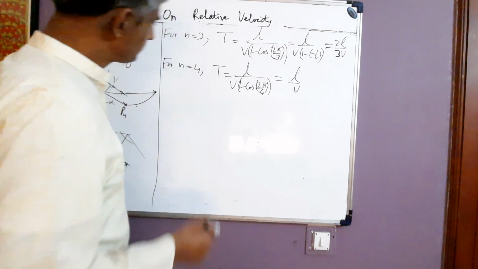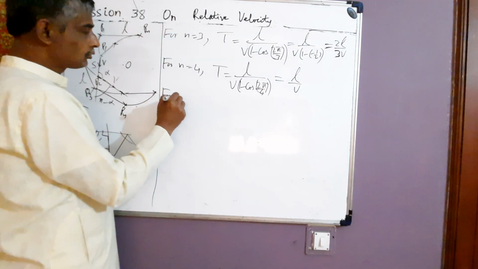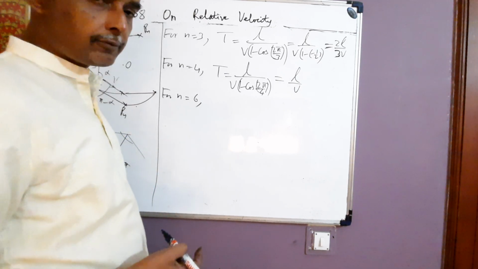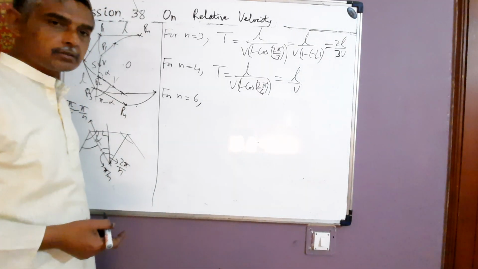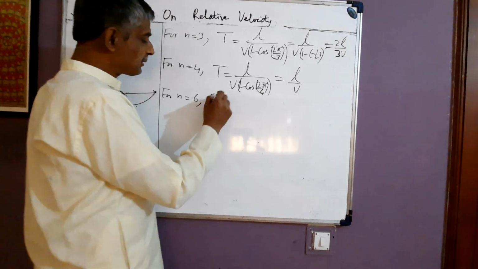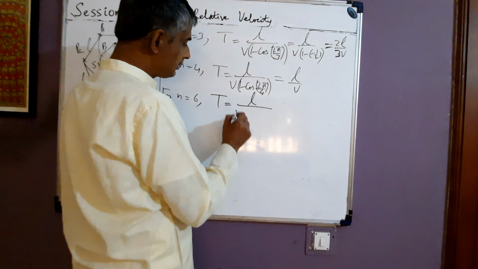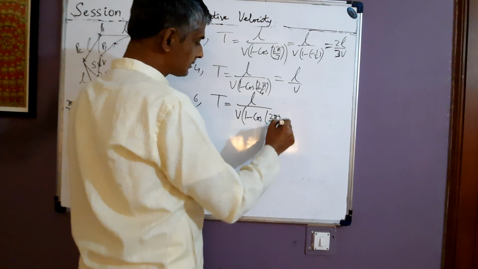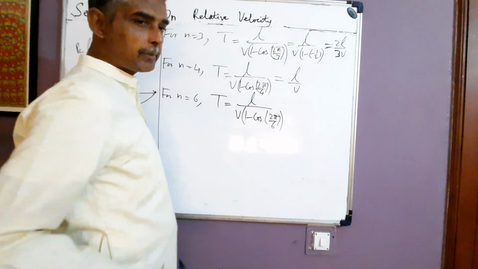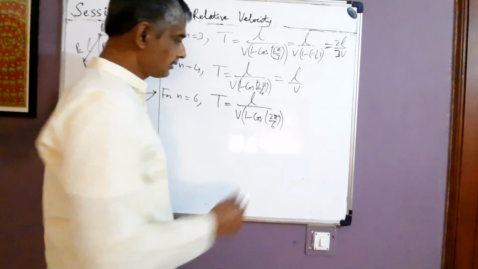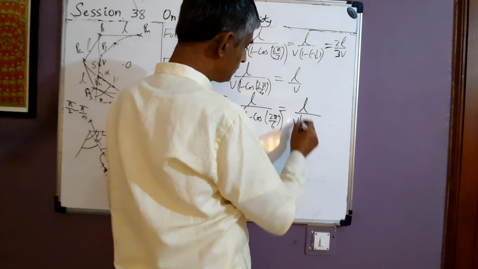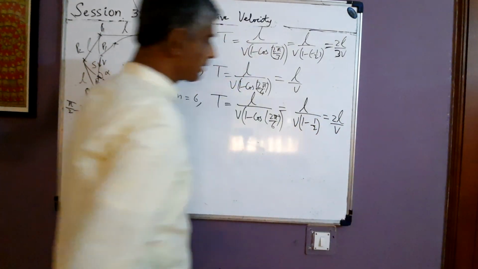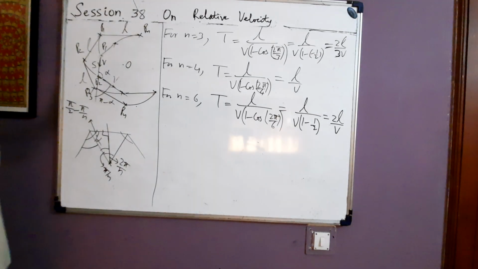For n equal to, say, 6, that is, the 6 particles form a regular hexagon of side length L, the time at which they meet will be L by v times 1 minus cos of 2 pi by 6. Cos 2 pi by 6 is cos pi by 3, that is cos 60 degrees, that is half. So L by v into 1 minus half. So it becomes 2L by v, and so on.